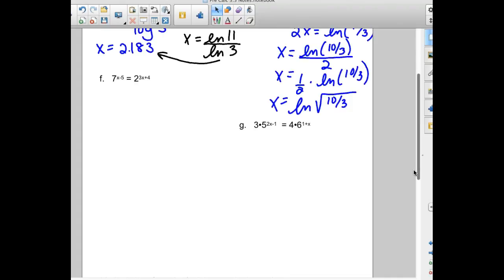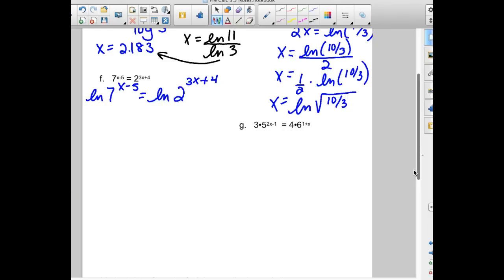All right. The next example, we have 7 to the x minus 5 equaling 2 to the 3x plus 4. Neither one can be written with a common base. 7 and 2, there's no base that would be common for those. So we are going to use that technique of taking the log of both sides. Again, it doesn't matter what base you choose to use. I'm going to just use a natural log, base e. So we've got the natural log of 7 to the x minus 5 equals the natural log of 2 to the 3x plus 4.